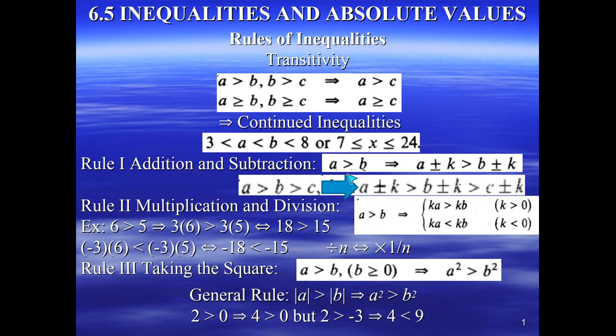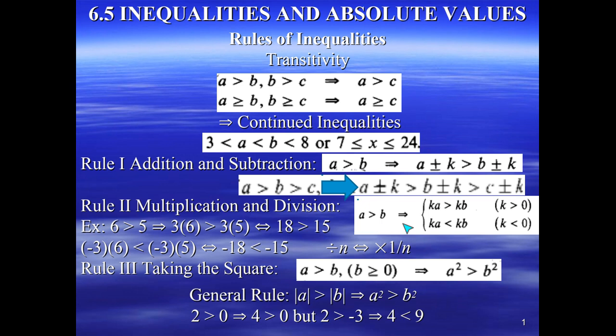All these are possible. Rule 2 is about multiplication and division. Here the main rule is that when we multiply or divide an inequality by a negative number, the sense of the inequality, the direction of the inequality changes. Less than becomes greater than, greater than becomes less than. So we should be careful about this. When A is greater than B, and if K is positive, K is greater than 0, then K times A would be greater than K times B. But if K is negative, then K times A would be less than K times B.